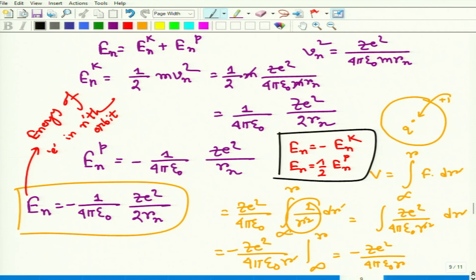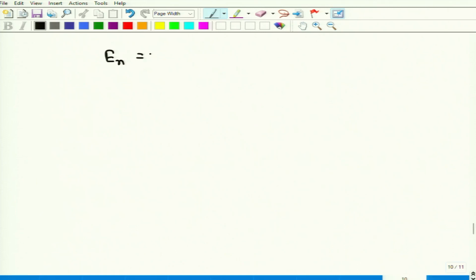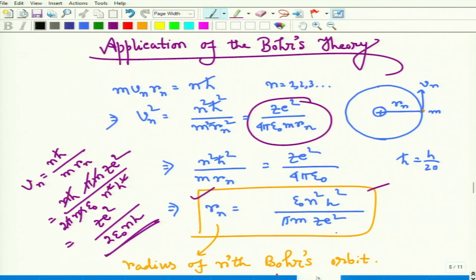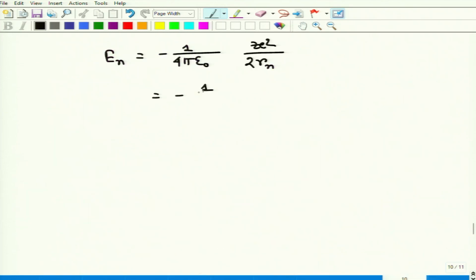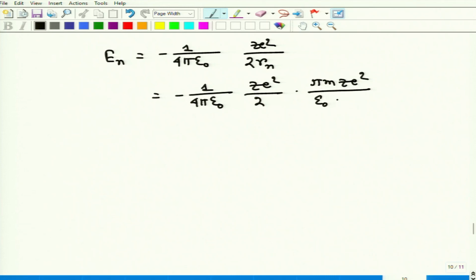So now this is correct, but now we have to put the value of Rn. Then the final result will be En is equal to minus 1 by 4 pi epsilon naught, Z square by 2Rn, and now we know the value of Rn, which is epsilon naught n square h square divided by pi m Z square e square. So we have to put it in.